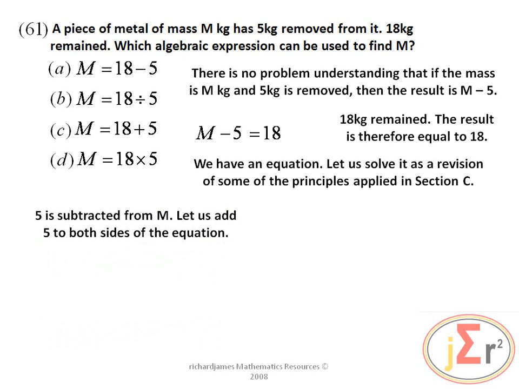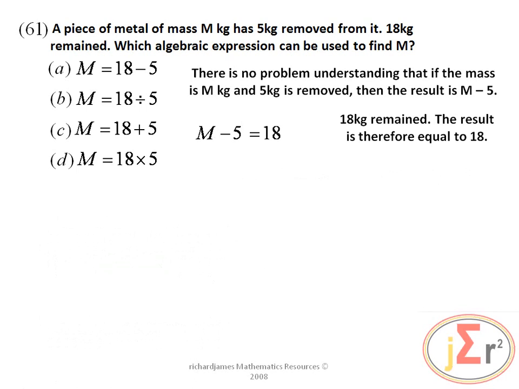5 is subtracted from m. So let us add 5 to both sides of the equation. Remember that if we are subtracting 5 here, what do we do? So the result is equal to 18.